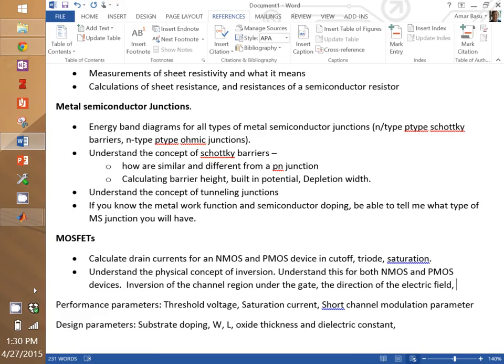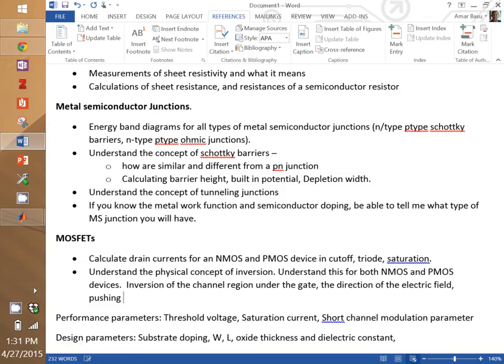So the direction of the electric field, and in the case of an NMOS device, what does that electric field do? It does two things. Right? It pushes holes away. Absolutely. So pushing away majority carriers, and then leaving a depletion region. And then pulling in minority carriers. So we went through in detail the electrostatics of the inversion.